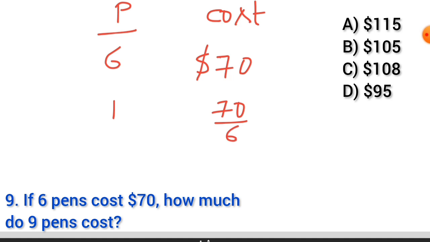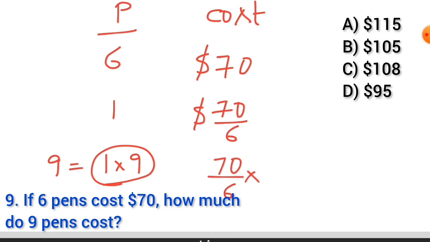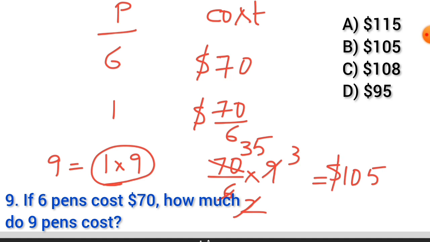So for 1 pen, it is $70 by 6. We need to find the cost of 9 pens, so you need to multiply by 9. So then you will get 9 pens: 70 over 6 times 9. 3 times 3, 3 times 2, and 2 times 35. So 35 times 3, which gives $105. So the cost of 9 pens is $105. Let's go for the next question.